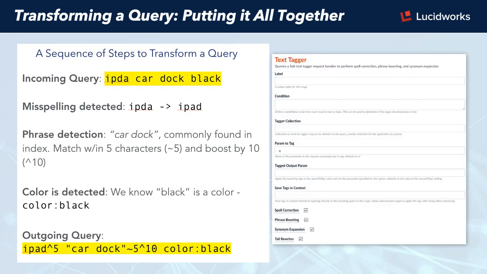So the next time it's seen, that text tagger, if I can get back to that, it's a small look at it, but you can see the spell correction, the phrase boosting, and the synonym expansion, and then you see tail rewrites. So that's where it would pick that up. Even though they're actually listed out of order here for whatever reason, the tail rewrites are actually what's looked at first. And if it sees that tail query with that value, it's going to apply that first, and then it'll skip those other stages.